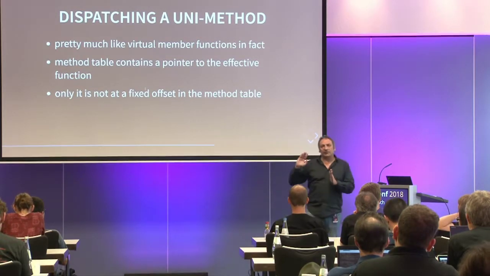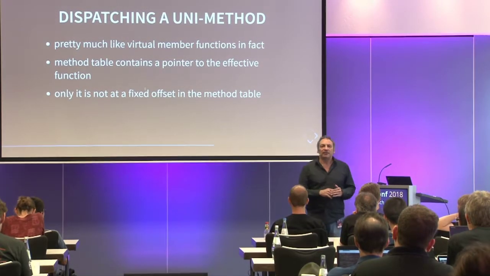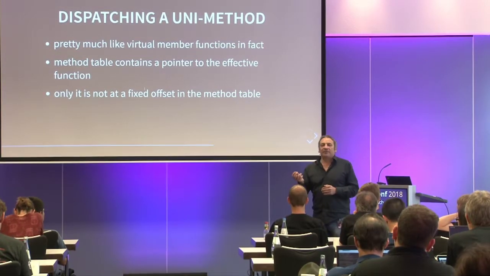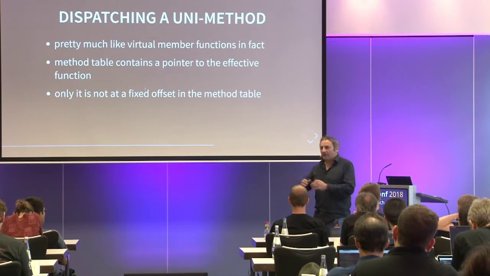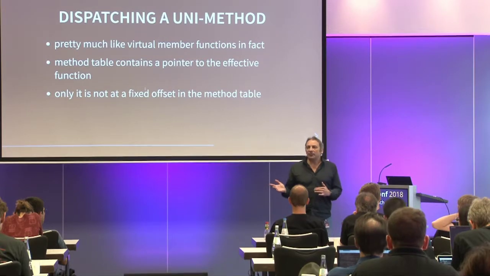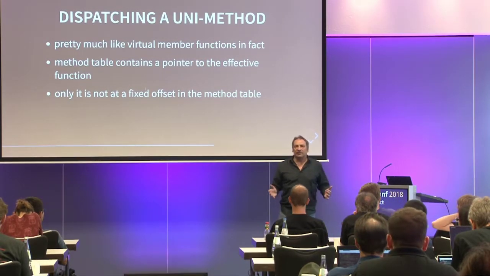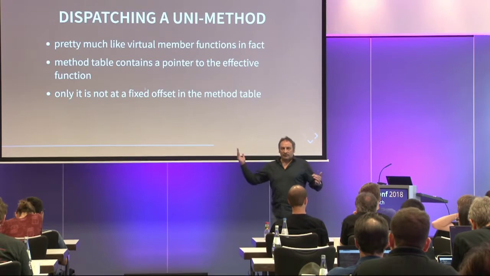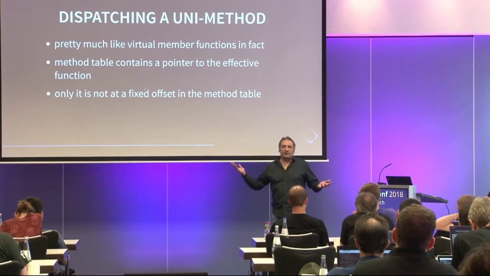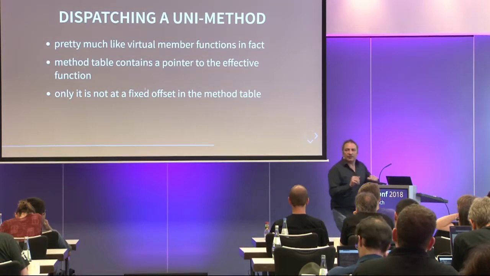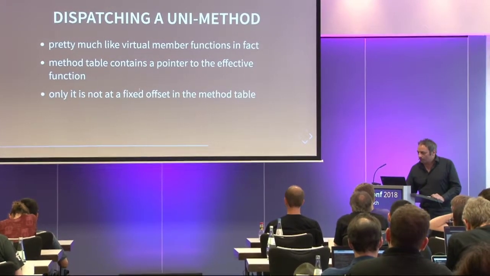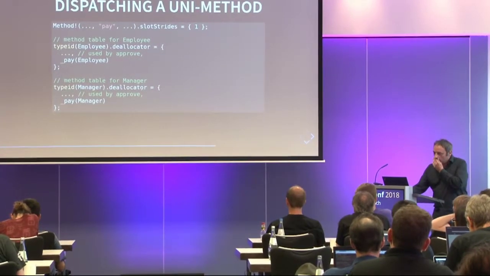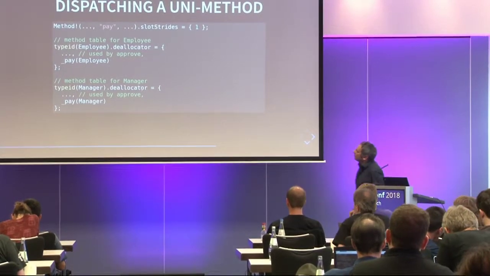The only difference with open methods, because they are open, is that the pay method doesn't have a fixed slot inside the method table. It's floating somewhere, because you can build the method tables only in update methods. The earliest would be at link time, if they were supported by the language. And this is how the code is performed.